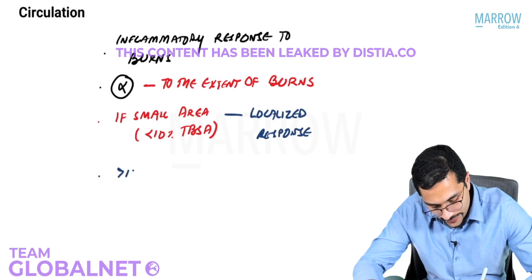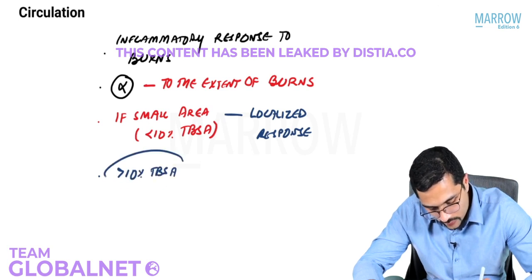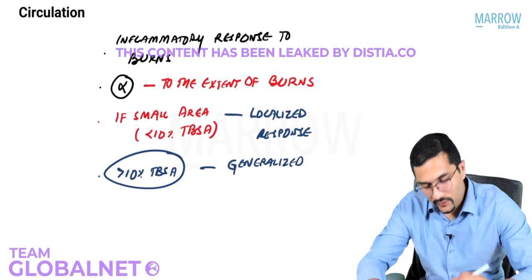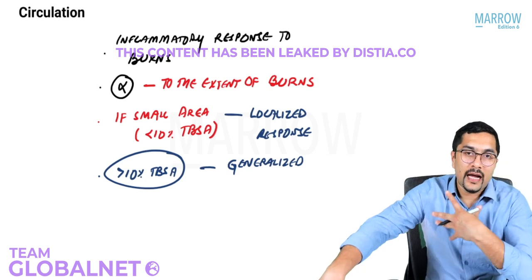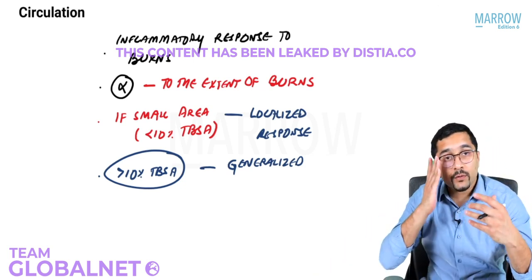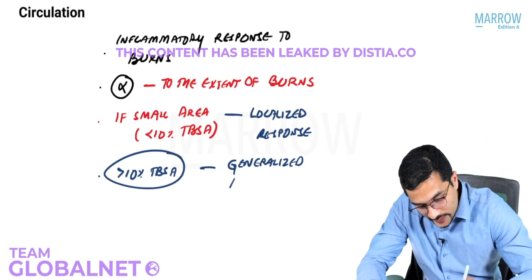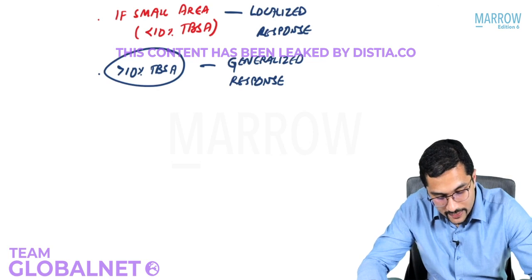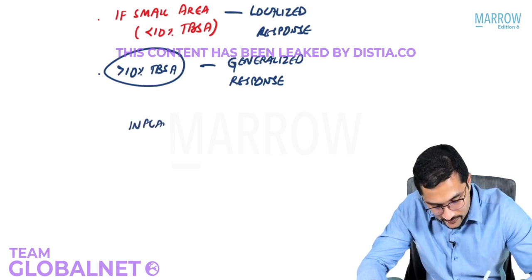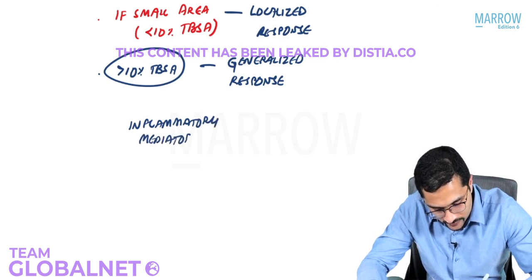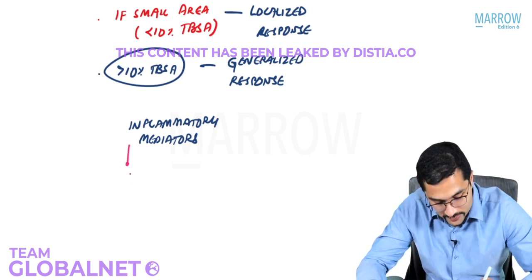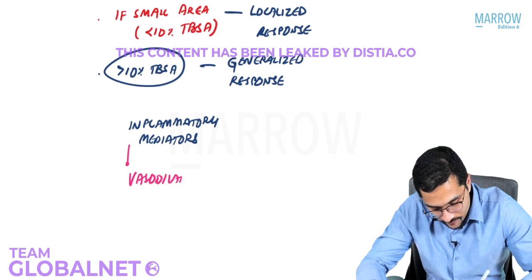But if more than 10% total body surface area is involved, then this can give rise to a generalized response as well. So even though the burns might be restricted to the arm and some portion of the chest, the changes would be seen in the entire body. So this can be a generalized response. And what happens is that when burns occur, these inflammatory mediators are released. And when these inflammatory mediators are released, they will cause vasodilation.